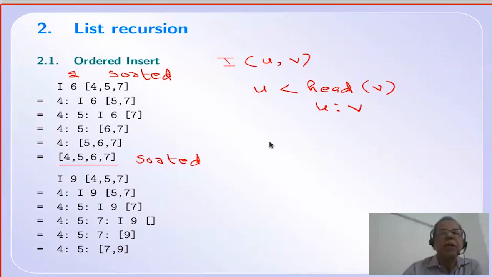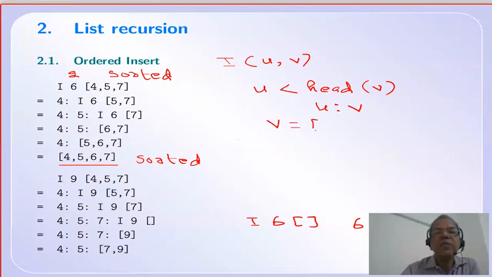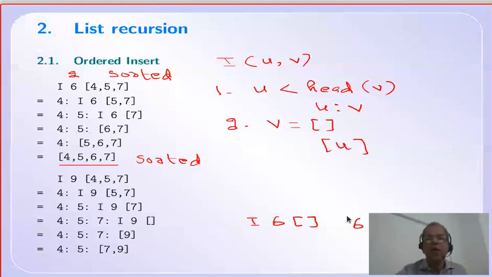Let me also give another case. Suppose I want to insert 6 into an empty list. What is the result? 6 again. So I have one other case. If V is equal to empty, this is case 1, this is case 2, then the result is simply U.